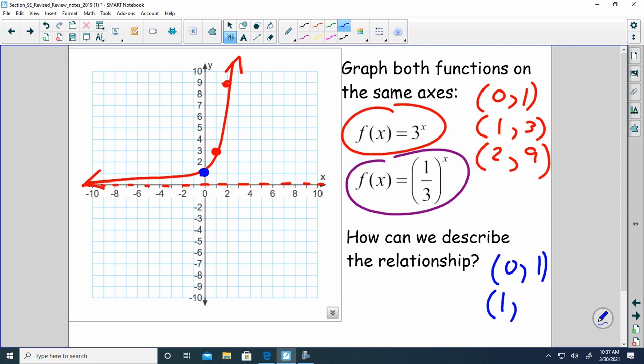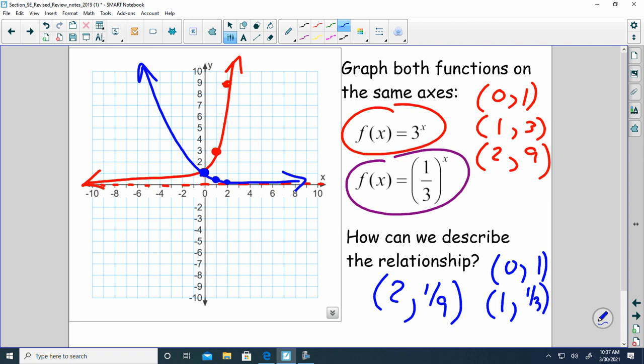Well, plug 1 in. 1/3 to the first is 1/3. So 1 comma 1/3 is like here. Agree? Maybe plug 2 in. 1/3 times 1/3 is 1/9. Is that right? Notice how that's getting smaller and smaller. Oh, that's what this one's doing. So if we get stuck on it, we already know how to plug 0, 1, and 2 in.